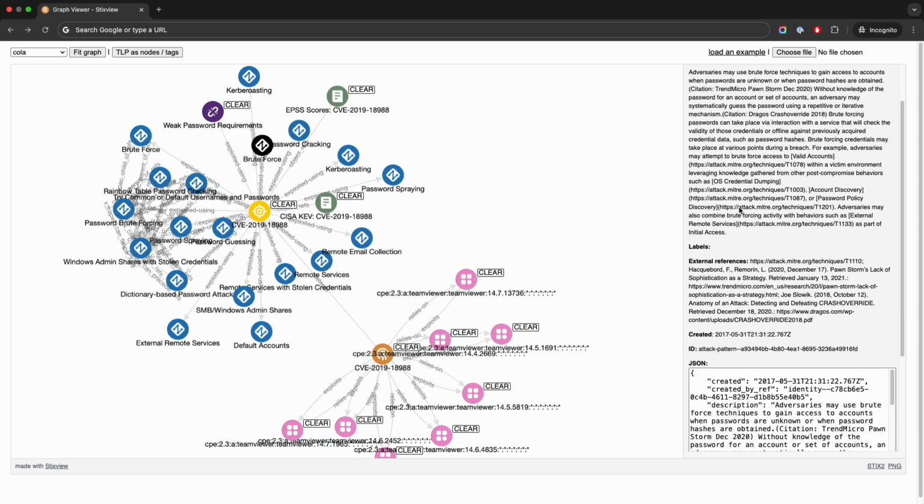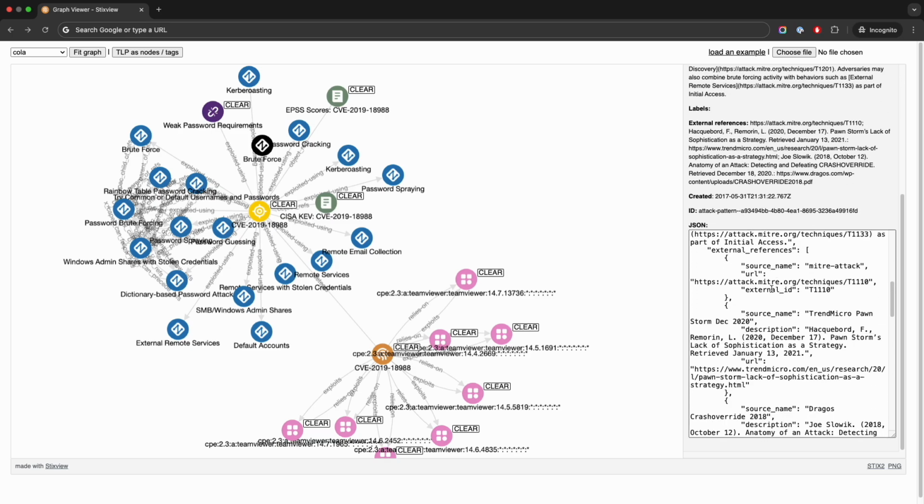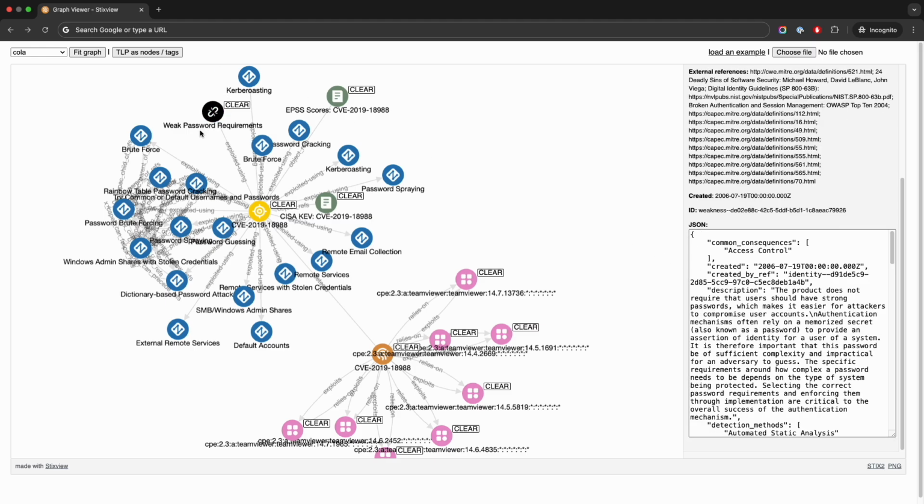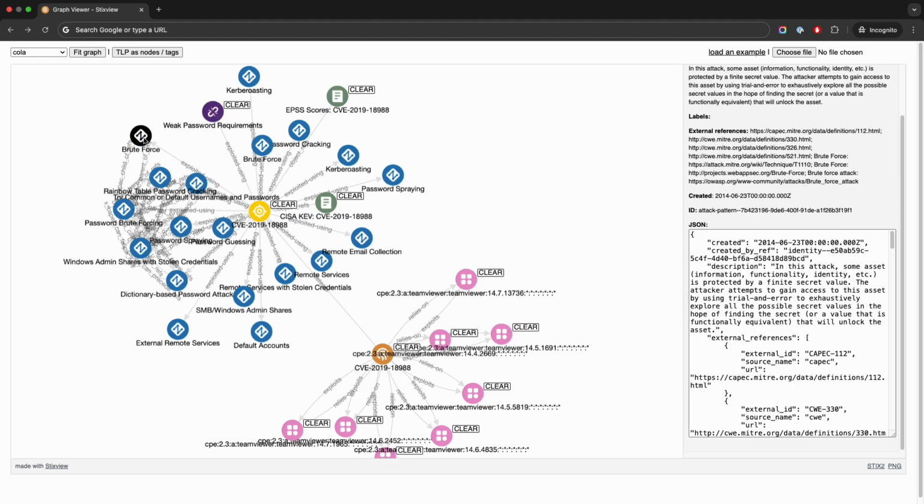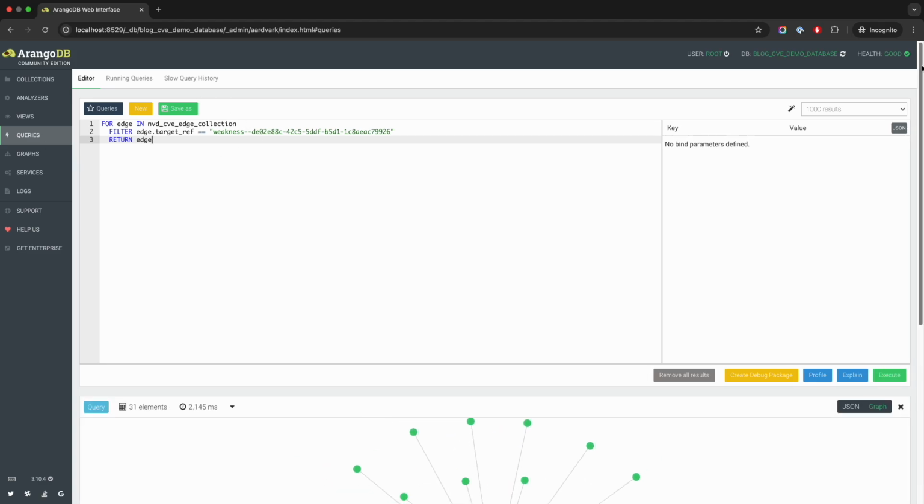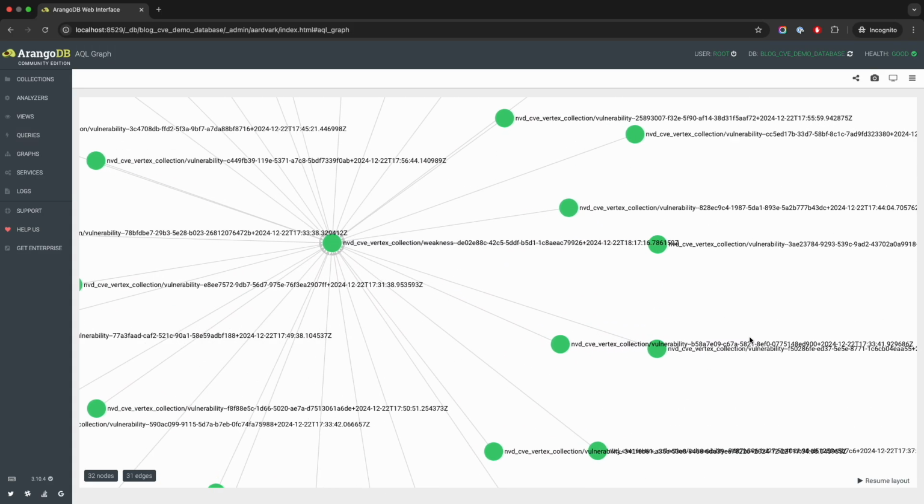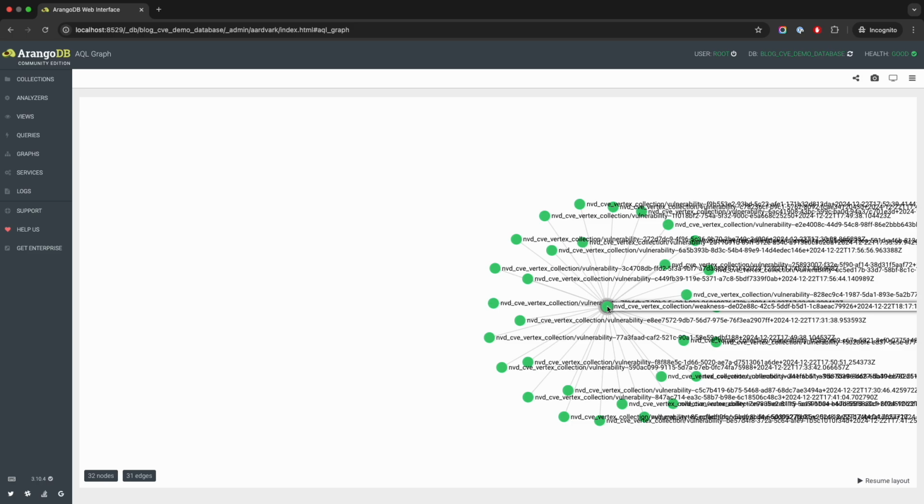Enriching all CVEs on a graph like this also allows you to pivot from other data points beyond the CVE. For example, asking what CVEs are related to a weakness or an attack technique. Let me show you an example of this. Using this query, I can find all CVEs affected by the weakness CWE-521, weak password requirements.